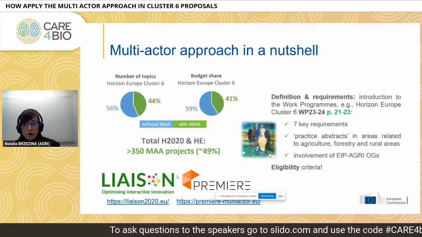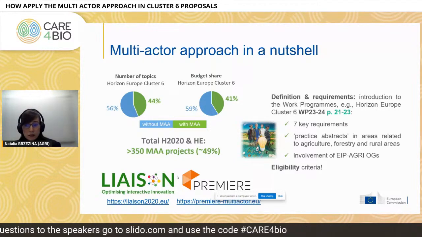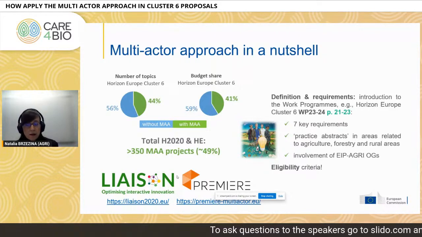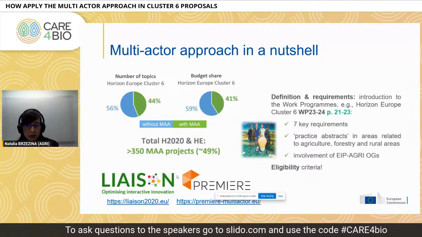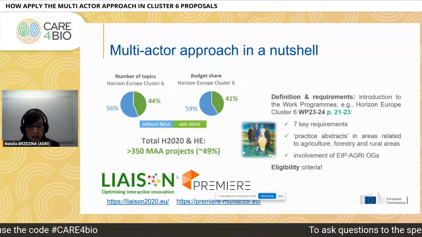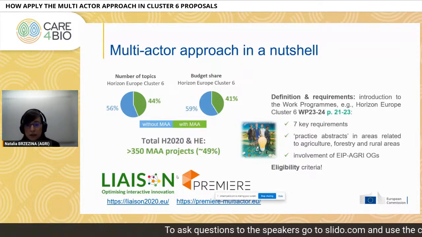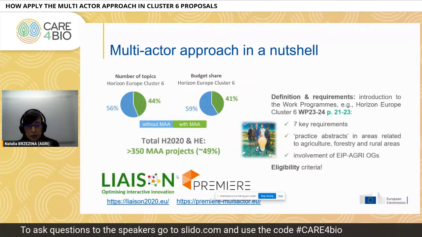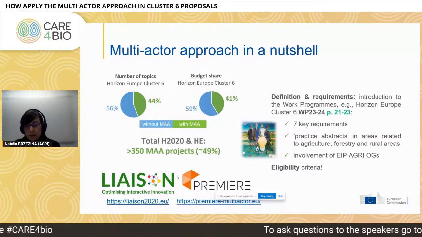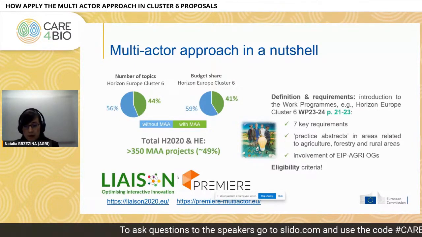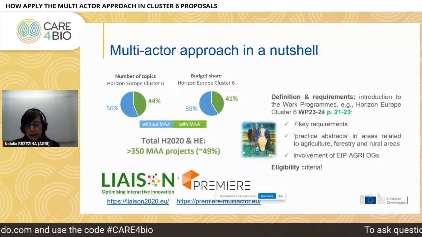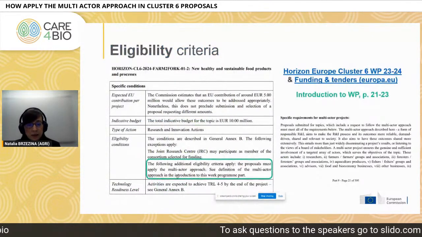And the definition and requirements are included in the introduction to the work program on pages 21-23, and they encompass 7 key requirements, plus an additional 2 related to practice abstracts that have to be developed in the areas related to agriculture, forestry, and rural areas, and also the recommendation to involve the EIP-AGRI operational groups in the multi-actor project. And what is also important is that the multi-actor approach is an eligibility criterion. And here I also pointed out 2 projects, Liaison from Horizon 2020 and now a new one, that are helping to successfully implement the multi-actor approach. I invite you to have a look at these 2 projects for more information and for support to implement it successfully.